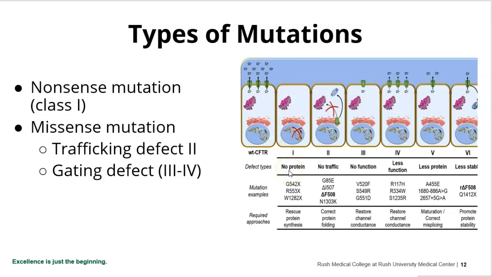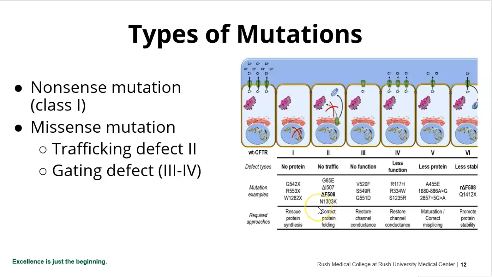A nonsense mutation, a premature stop codon, results in no transcript of the DNA. Therefore, nothing goes to the ribosome, to the endoplasmic reticulum, none ends up in the Golgi, and you get no CFTR proteins in the cell membrane.